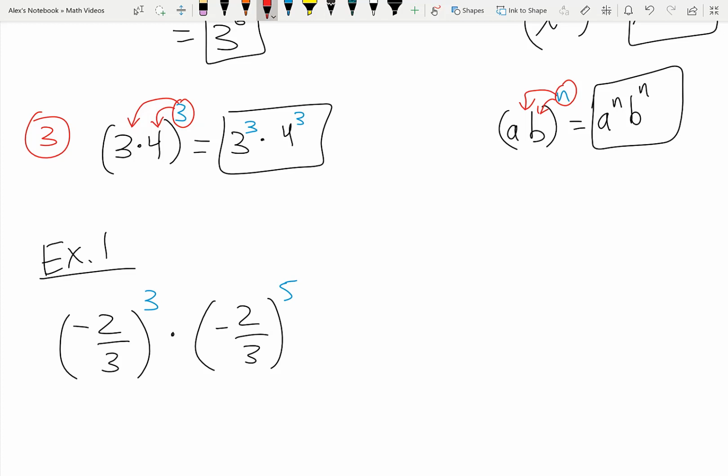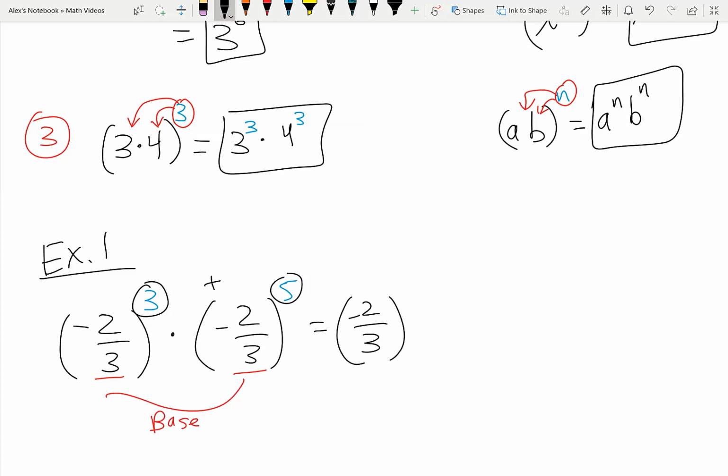What does the power product rule say? If we have the same bases, which we do, these are the same bases, then all we need to do is take these exponents, this 3 and this 5, and add them. So what does this look like? We keep the base the same, negative 2 over 3, and then we add the exponents. What's 3 plus 5? Again, you should know that, it's going to be 8. So we get negative 2 over 3 to the 8th power.